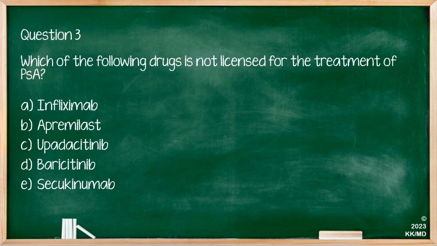Question 3. Which of the following drugs is not licensed for the treatment of psoriatic arthritis? A. Infliximab. B. Apremilast. C. Upadacitinib. D. Baricitinib. E. Secukinumab. As you can see, this is asking you about refractory management options for psoriatic arthritis. And if you remember correctly, option D, or baricitinib, is currently not licensed for refractory cases of psoriatic arthritis as a biologic agent.